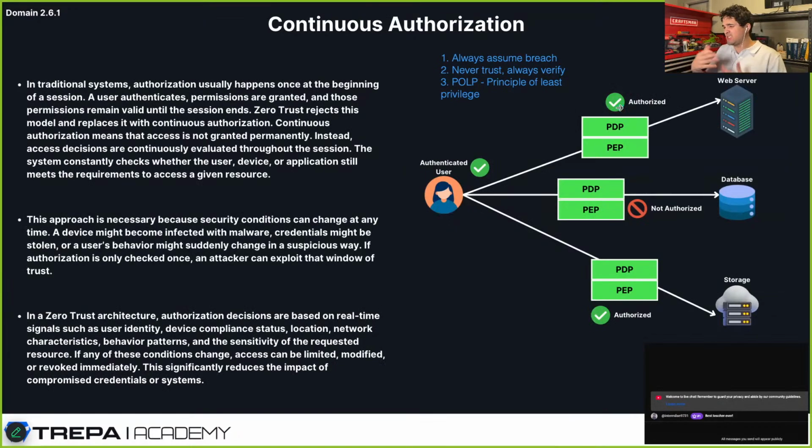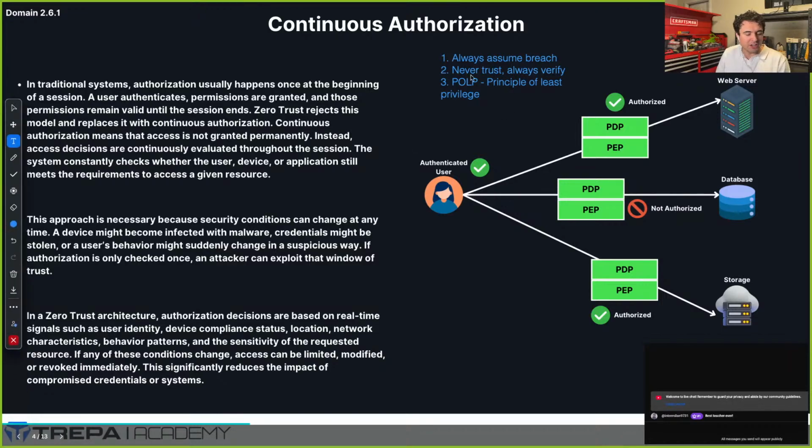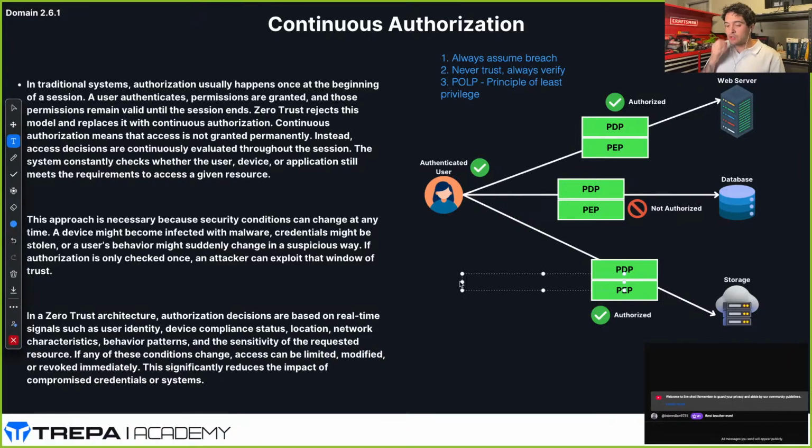Let's go over some of these core things in zero trust. Continuous authorization. So in traditional systems, authorization usually happens once at the beginning of a session. That kind of is like domain joined computers where you log in and then you're in, you're on the domain now, you're at your desktop, and that's it. A user authenticates, permissions are granted, and those permissions remain valid until the session ends. Zero trust rejects this model and replaces it with continuous authorization.